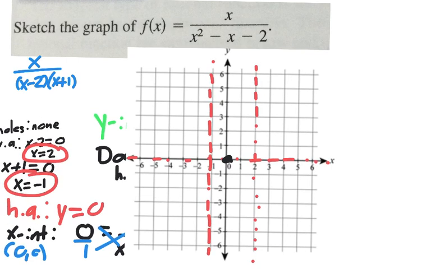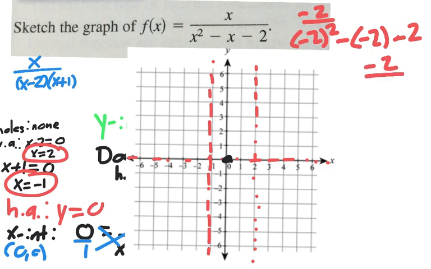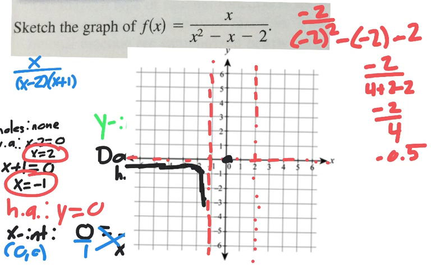Okay, so let's do the left side. I could plug in anything over here I wanted to. I'm going to plug in negative 2. If I plug in negative 2, that's going to give me negative 2 over negative 2 squared minus negative 2 minus 2. So that is negative 2 over 4 plus 2 minus 2, which is negative 2 over 4, which is negative a half. So when I plugged in negative 2, the y value was negative a half. That's all the information I need to know. I know right here the graph's going to look something like that.